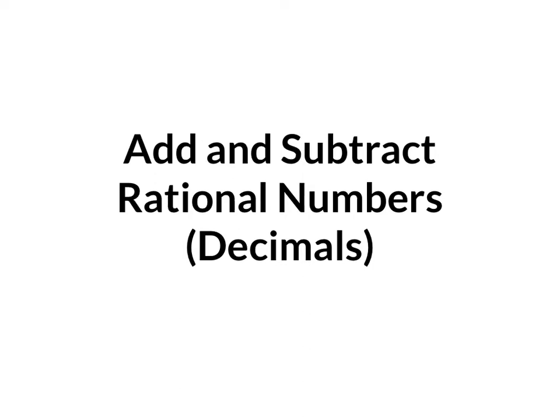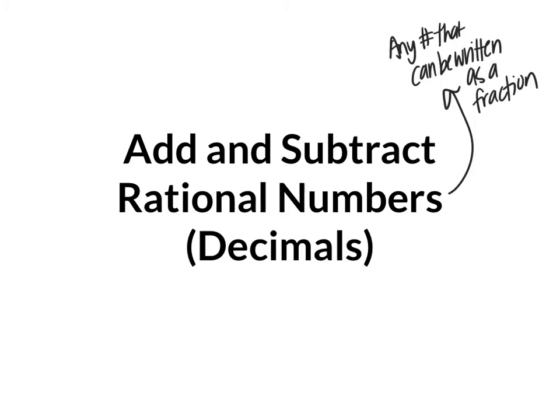For today's lesson, we're adding and subtracting rational numbers, and today we're focusing on decimals. Now, as a reminder, rational numbers are any number that can be written as a fraction, but today, instead of looking at fractions, we're looking at decimals. And I like to think of decimals as wholes and then parts out of tens, hundreds, thousandths, or 2 and 3/10ths, or 4 and 400ths. So a whole and its parts.